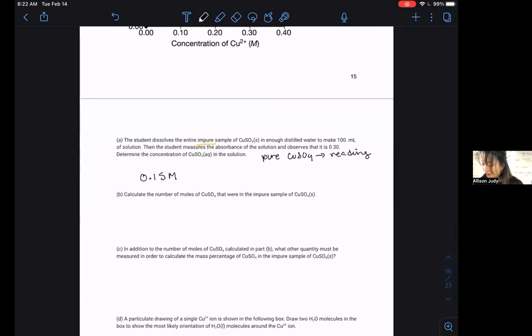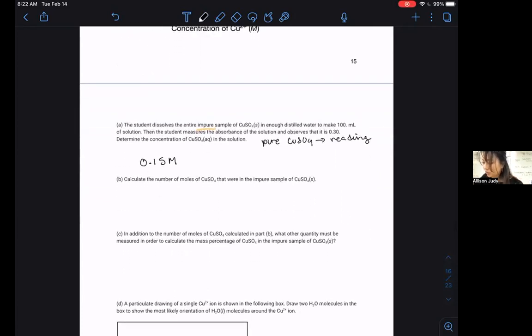Then we're asked now to do math. Calculate the number of moles of CuSO4 that were in the impure sample. So we would take the value of the pure. This would be assumed pure CuSO4. Okay, and we determine the mole value.